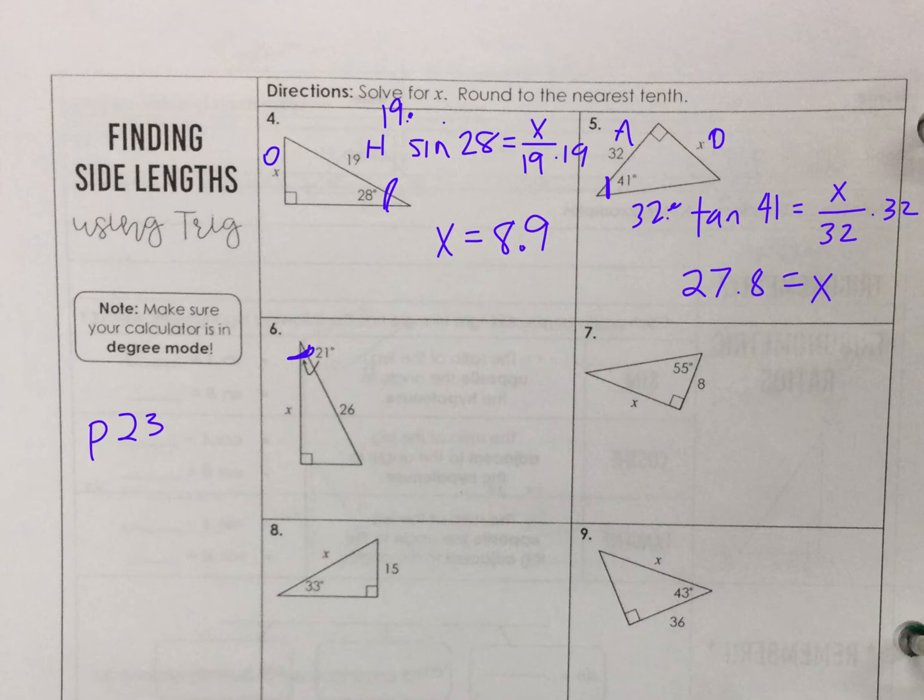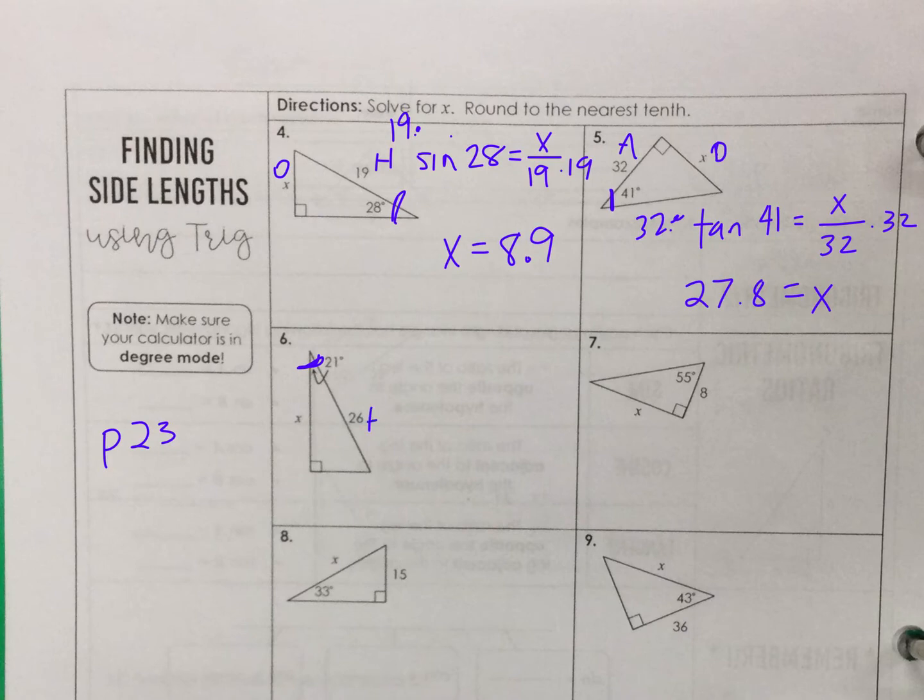If this is the angle I'm looking at, I know that 26 is the hypotenuse because it's across from the right angle, and x is the adjacent. In that case, I would say that the cosine of 21 equals adjacent over hypotenuse.